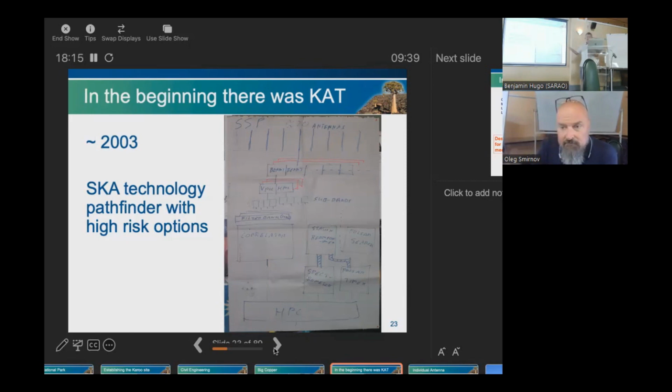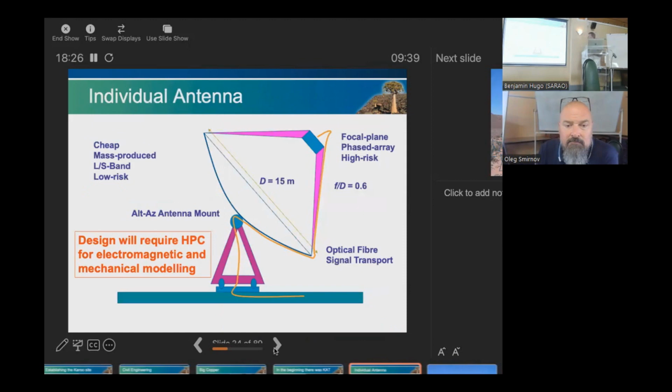And what I was doing was basically giving roadshows to engineers around the country to say, guys, we need engineers to work in radio astronomy. And it was designed by PowerPoint. These were my first ideas about what the dishes would look like. You can see really detail in there, but you can see 15 meter diameter, F over D even.